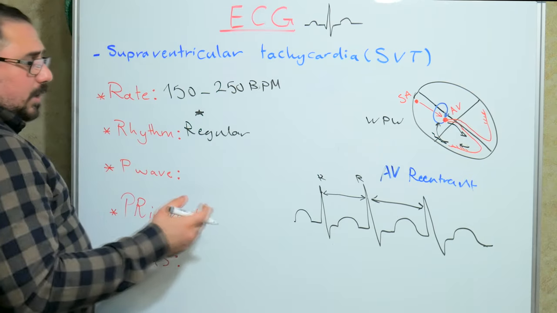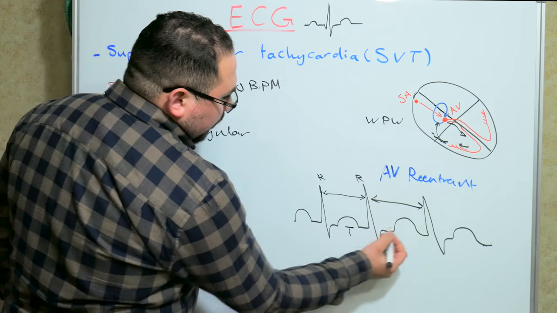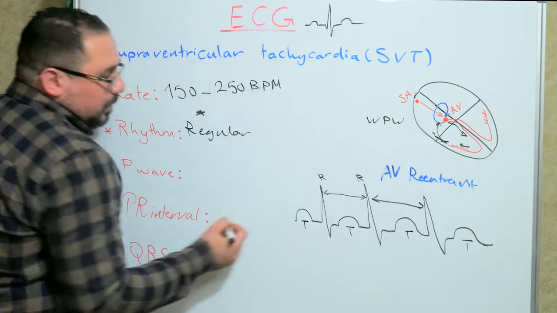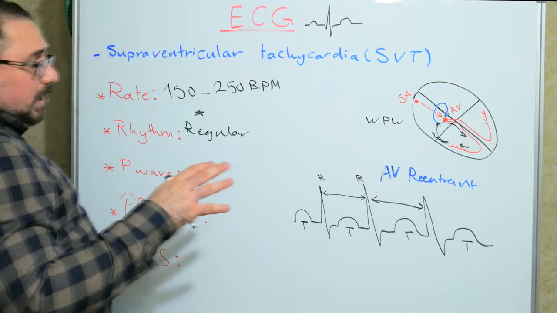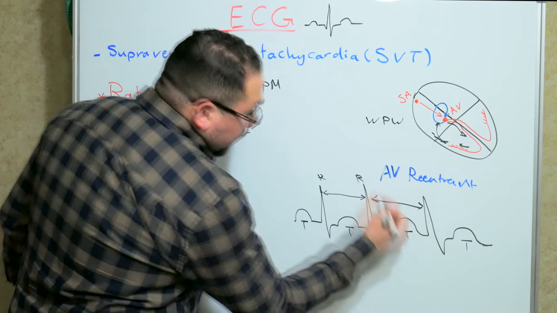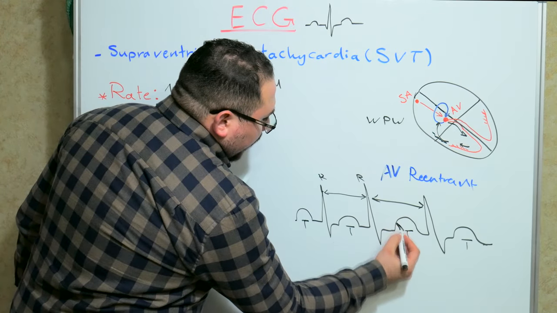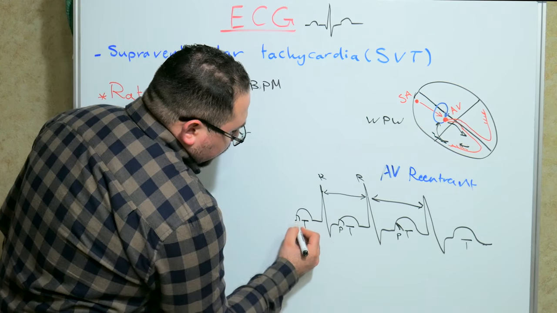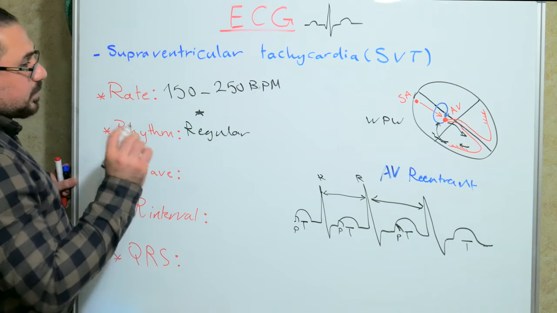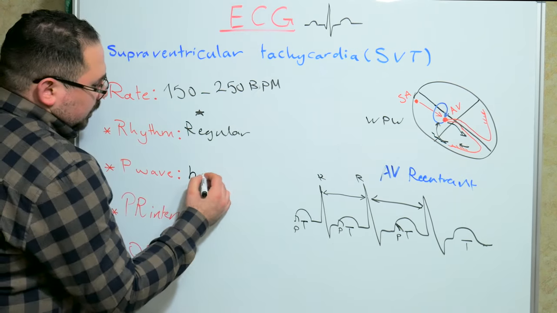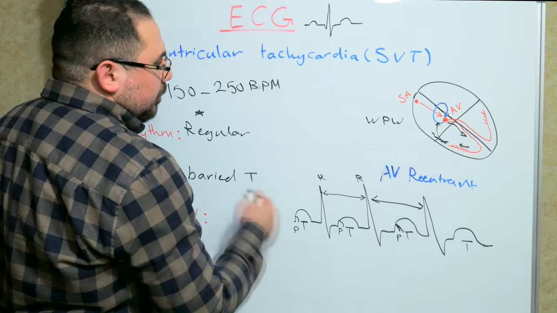Next important feature, if I ask you now, where is the P wave? You cannot tell me, because you cannot see the P wave. You only see T wave, T wave, T wave, T wave. That happens because the arrhythmia originates from the AV node and goes back to the AV node. So it will bury the P wave inside the T wave. There is a P wave actually in this ECG, but you cannot see it because it's buried under the T wave. So there is a P here, and a P here, and a P here, but it's buried under the T wave. So if the question tells you that the P wave will be buried under the T wave or preceding the T wave, this is another distinguishing feature for this type of arrhythmia.